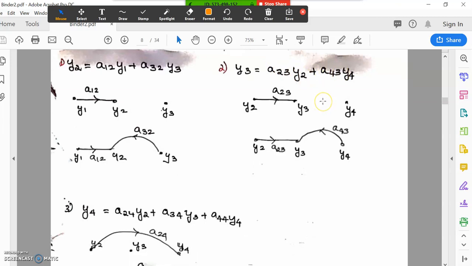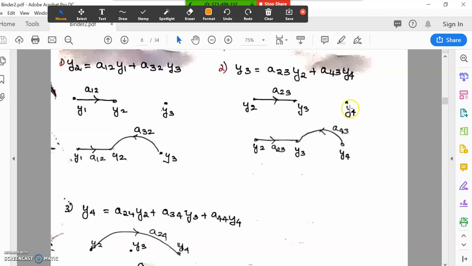Similarly, our second equation: y3 is equal to a23 y2 plus a43 y4. Simultaneously, as I'm explaining, please write it down in your notes. Here we have the output y3, and 2 signals coming towards y3. One is coming from y2, the other one is coming from y4. I've written it in sequence of its order itself.